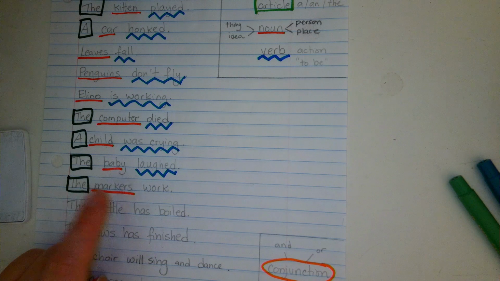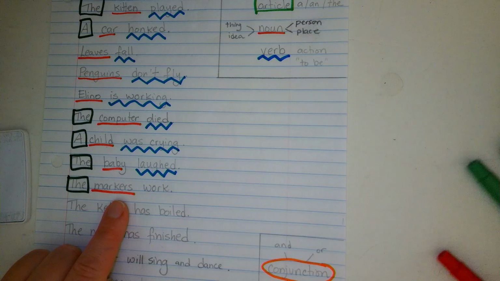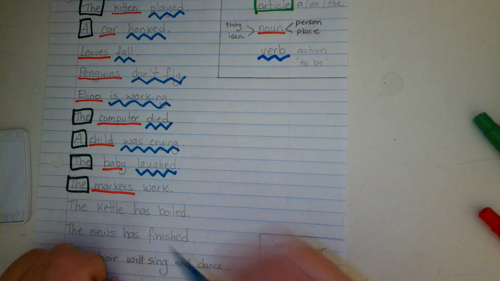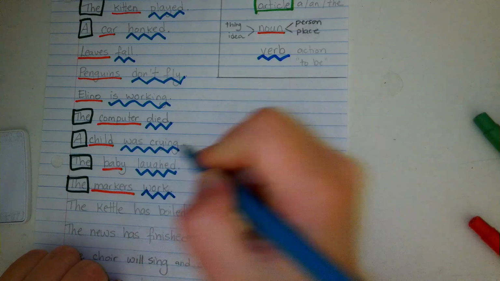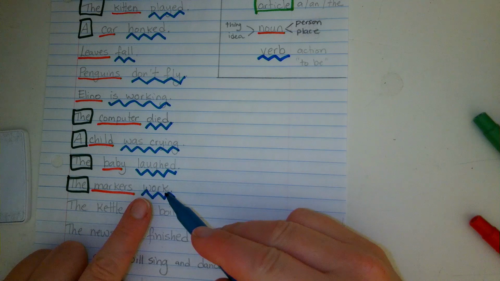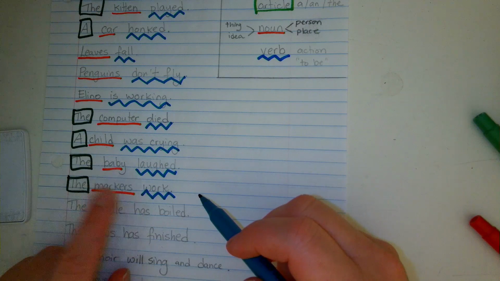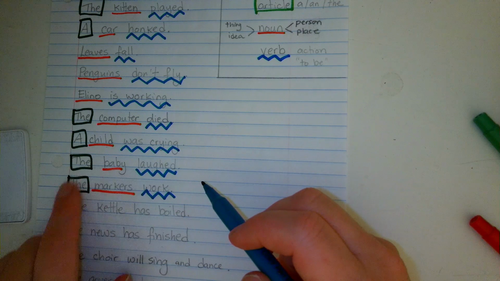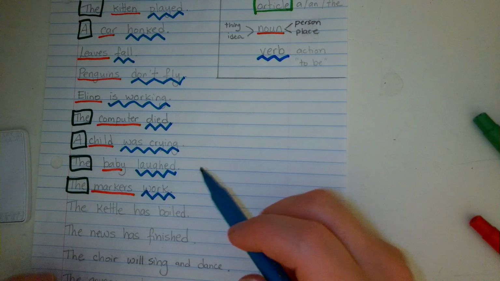It's a common noun, right? It's not specific, doesn't have a capital letter. And what do the markers do? They work. Yep, that is an action verb. Verb tense? Present simple. It's a fact, right? The markers work. So subject and verb.